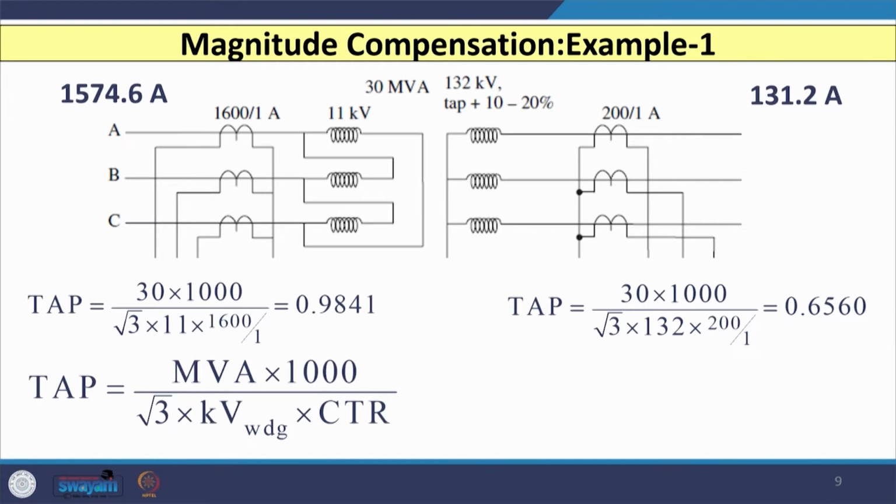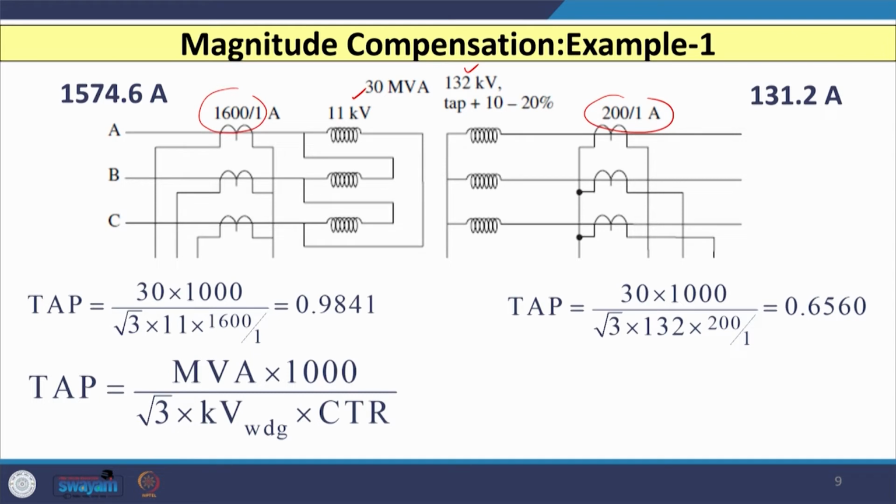In the first example, I have considered one transformer which is 30 MVA rating. One side, that is LV side, is 11 kV and HV side is 132 kV. And on LV side the CT ratio is 1600 by 1, and on HV side, the 132 kV side, the CT ratio is 200 by 1.